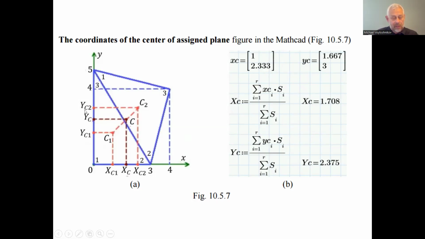We got the location, the abscissa and ordinate of the center of the area of this total quadrangular figure by this definite, understandable formula: the static moment of the area relative to the ordinate axis and the area, the ratio is equal to the abscissa of the center of the area. XC equals 1.708 and the ordinate YC is equal to 2.375.